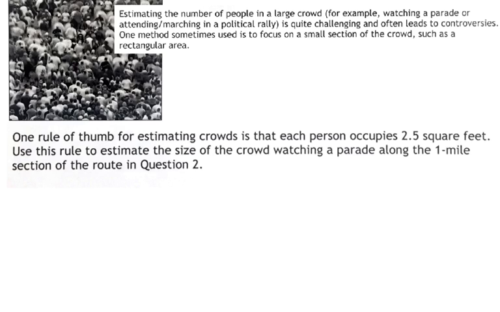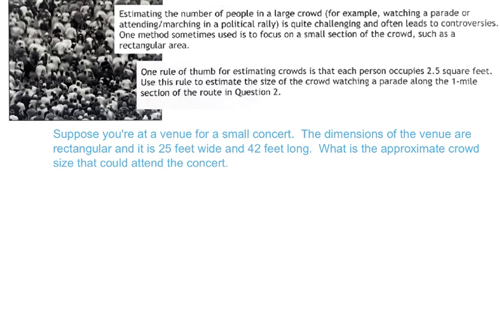Use this rule to estimate the size of the crowd that could be watching a parade along the 1 mile section of the route in question too. So we're going to use the rectangular area concept on a small scale and then look at that 1 mile section of a parade route. So suppose you're at a venue for a small concert. The dimensions of the venue are rectangular and it is 25 feet wide by 42 feet long. What is the approximate crowd size that could attend the concert?